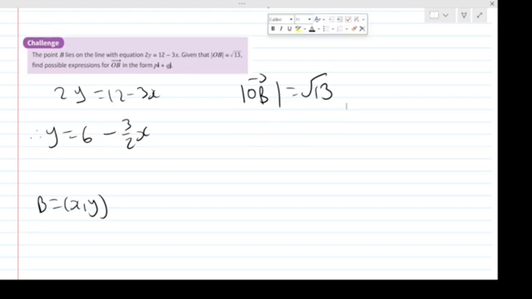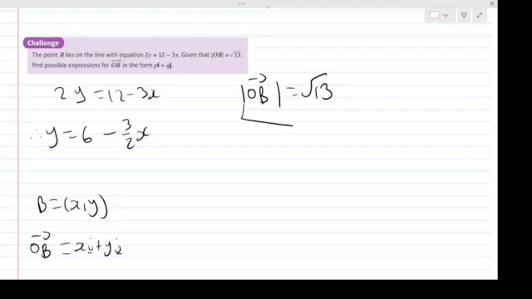Well, therefore, if B has the coordinate (x, y), then going from the coordinate to the vector OB in terms of i and j, that's just going to be xi and yj, so the same x and y parts. Then I can compute the magnitude of this. Obviously it's going to have x's and y's in, but that's fine at this point.